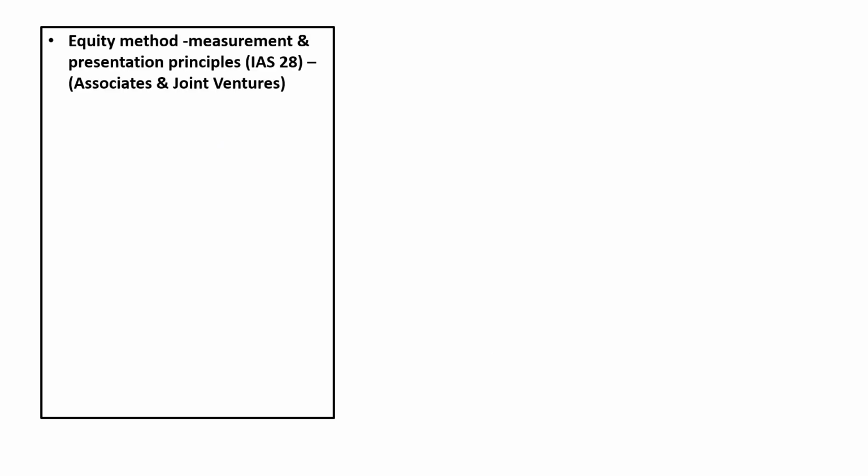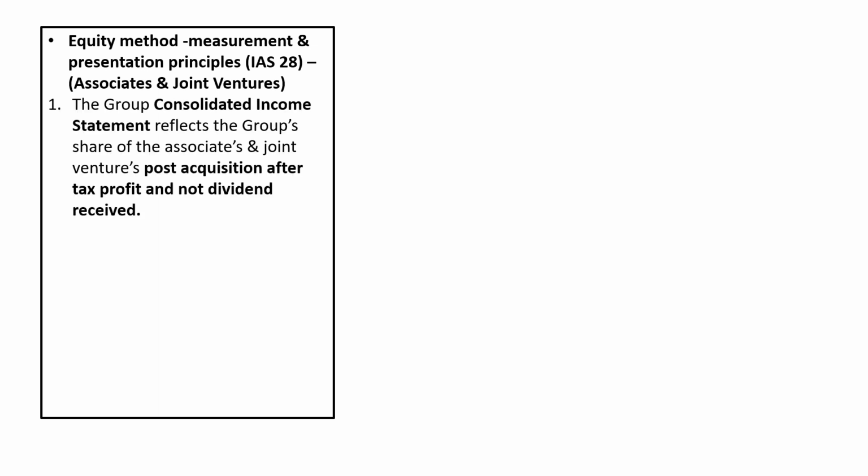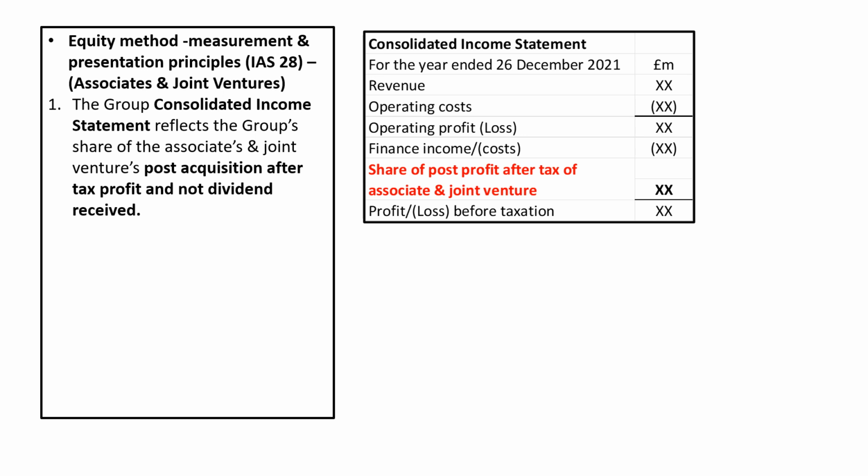So, what are the measurement principles of the equity method of accounting? The group consolidated income statement or profit and loss account reflects the group's share of the associate and joint ventures post-acquisition after-tax profit and not dividends received.